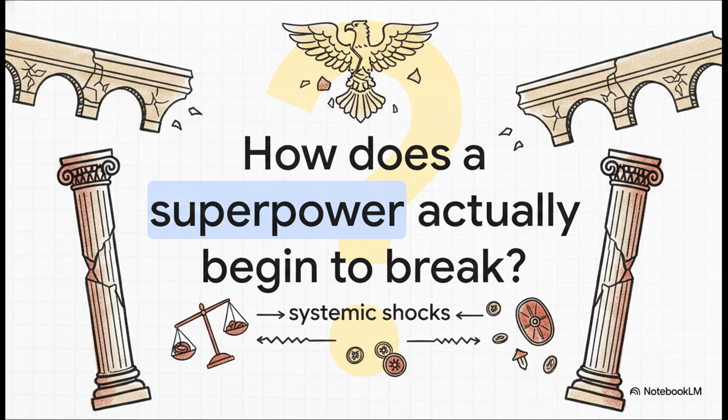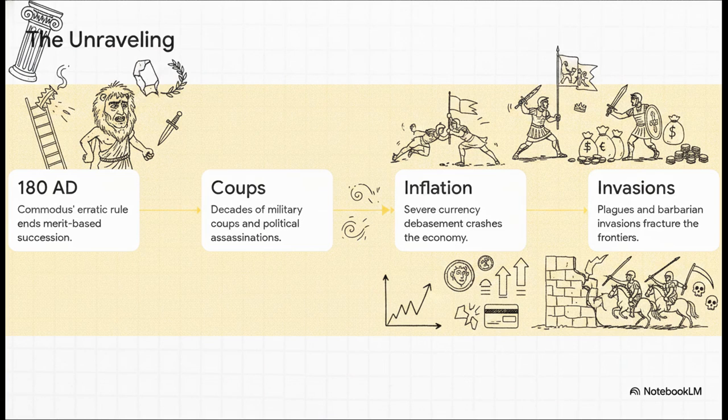Well, it's never just one thing, right? It's a compounding cascade of systemic shocks. Let's break down the failures that nearly wiped Rome off the map entirely. It essentially compounded through 4 agonizing steps. First, Commodus comes in, acts completely erratically, and wrecks the merit-based succession system. When he's assassinated, we hit step 2, decades of explosive military coups and political assassinations.